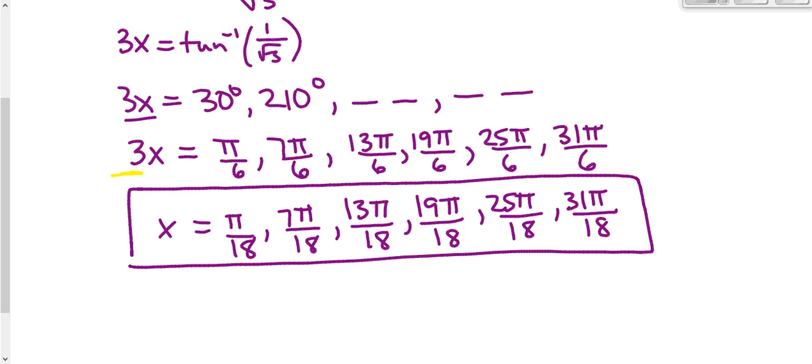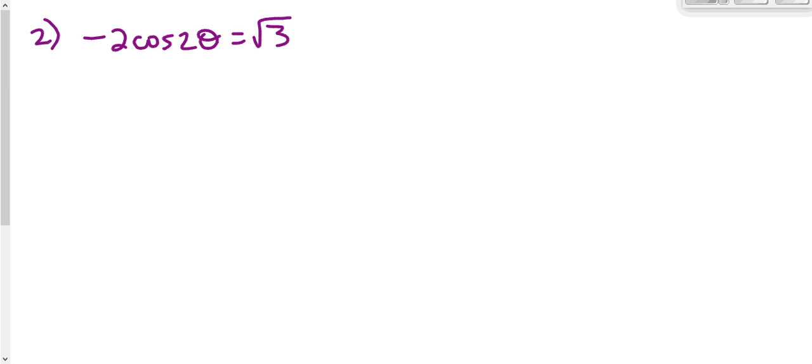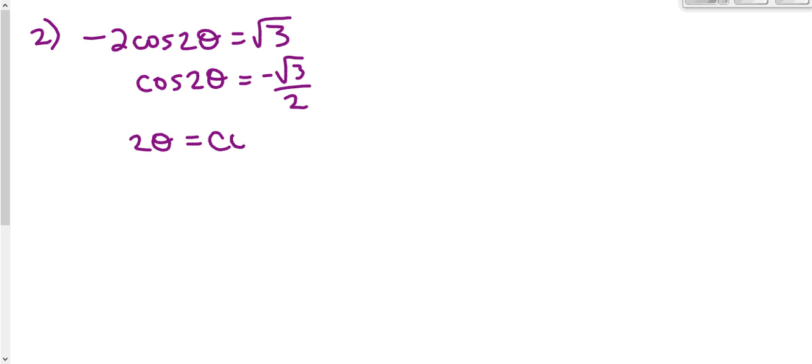All right, let's take a look at number 2. All right, so we're going to divide both sides by -2. So we have cosine of 2 theta equals negative square root 3 over 2. Inverse cosine of both sides, and we get 2 pi. Sorry, that's not a pi, that's a theta. Greek letters. 2 theta equals inverse cosine of negative square root 3 over 2.